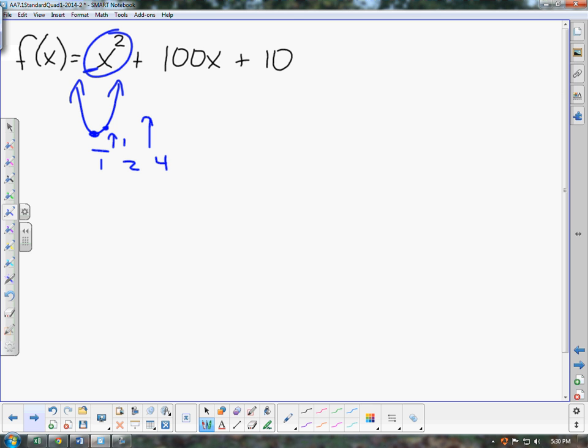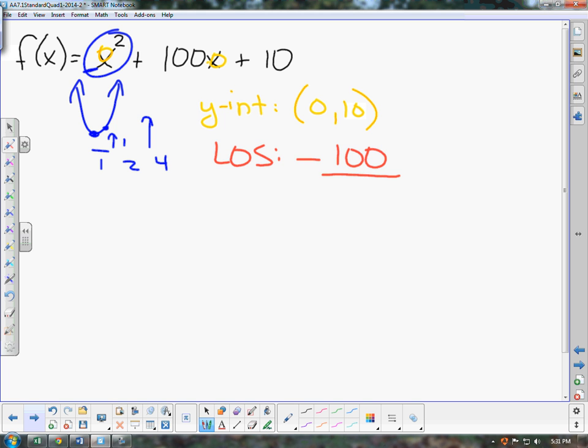And so then if you want to find the y-intercept, you would substitute a 0 there and a 0 there, and 0 squared is 0 plus 100 times 0, which is 0 plus 10. So the y-intercept is 0 comma 10. Then we know that the line of symmetry would be the opposite of 100 over 2 times 1, because there is no number here, so it's just 2 times 1, and that's a negative 100 divided by 2 is a negative 50. That's where our line of symmetry is.